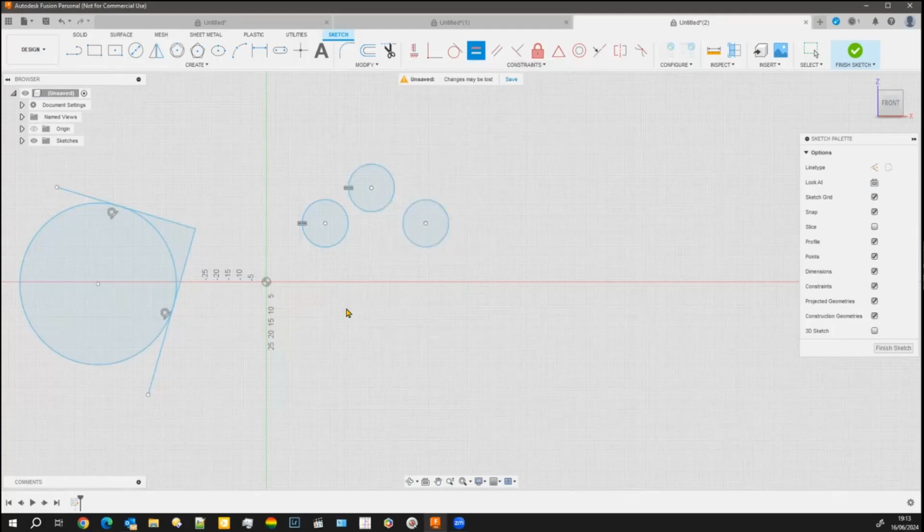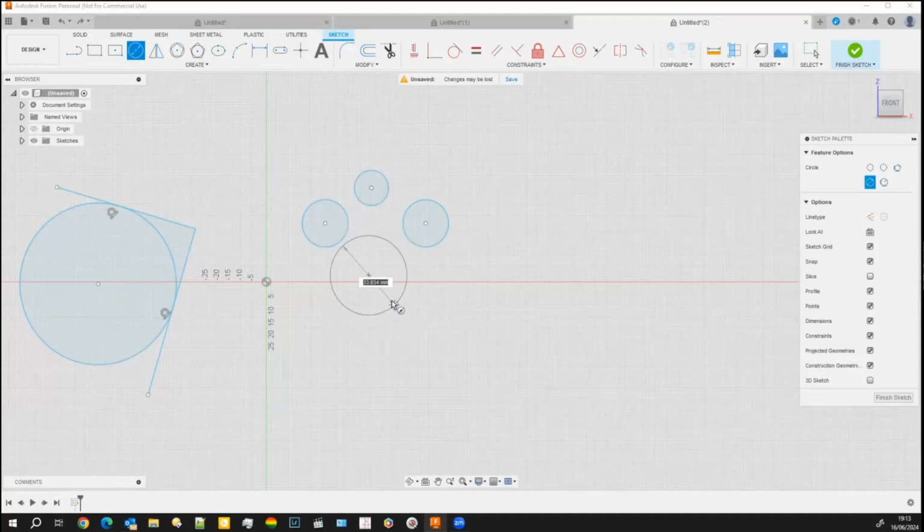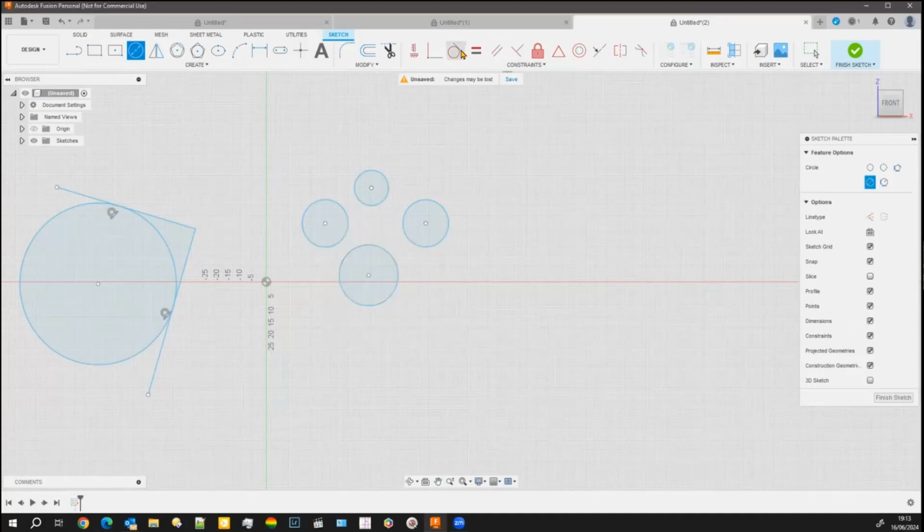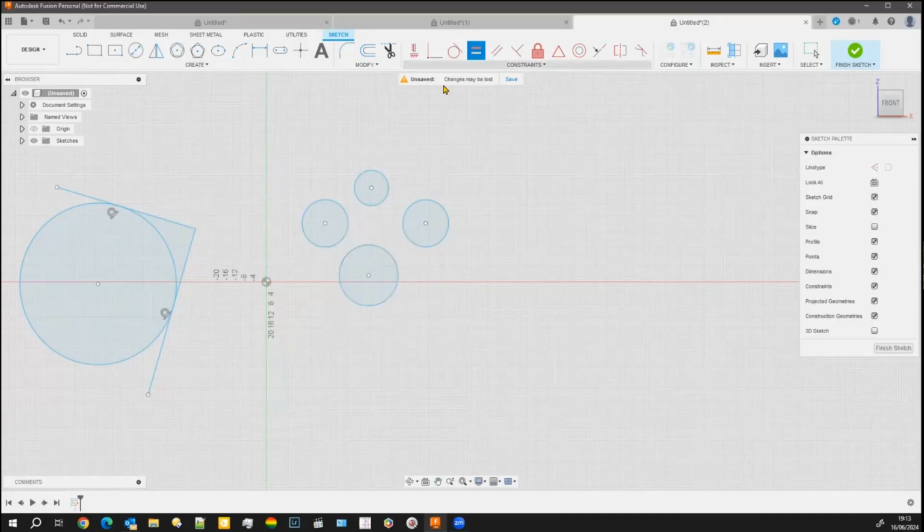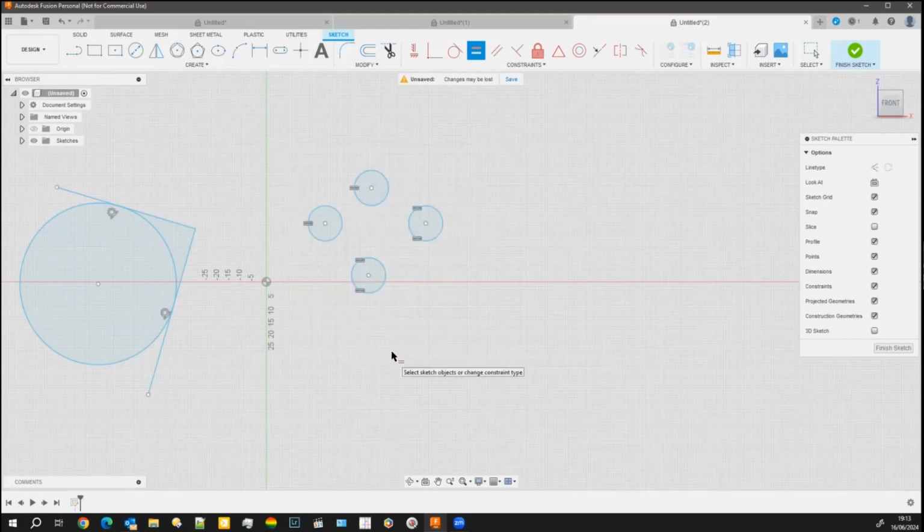Let me just go back again and add another one in there. So we've got four there. Now what we can do is do the equal sign, highlight them all, and they'll all go to the one of them. So that's an easy way of getting equals.